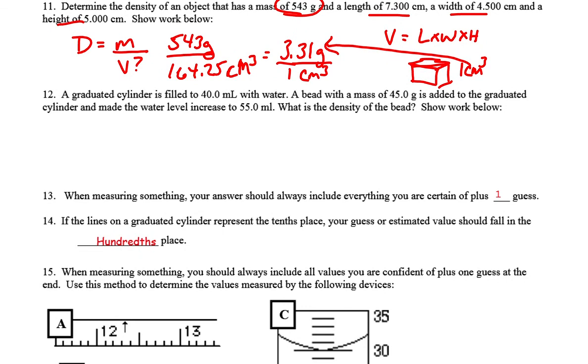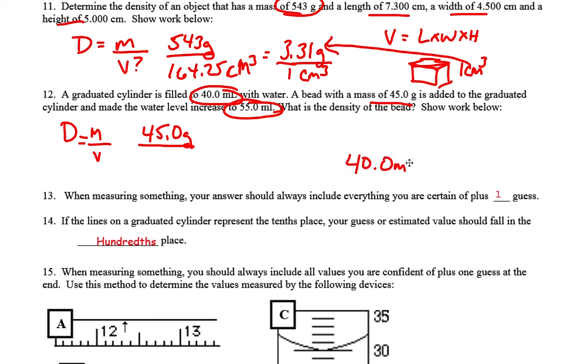Now, this is water displacement. Now notice you're once again given the mass, that's easy. The mass right here, 45 grams, so that goes on top. But what you're not given is the volume. And you're actually given two volume values. You need to know what to do with them. So think about the story. It says graduated cylinders filled with 40.0 milliliters of water. So here we are, 40.0 milliliters.